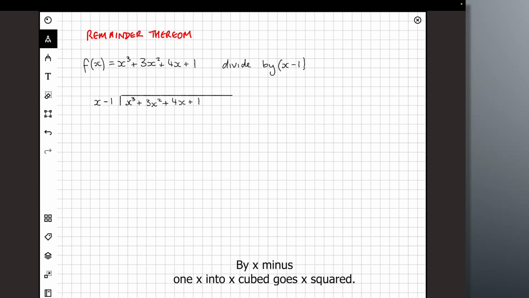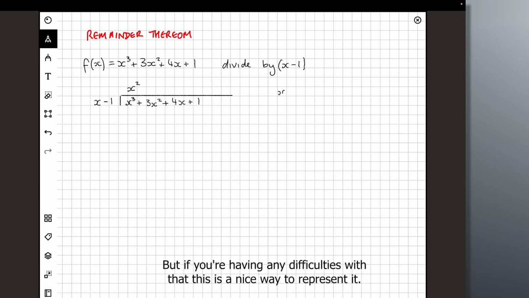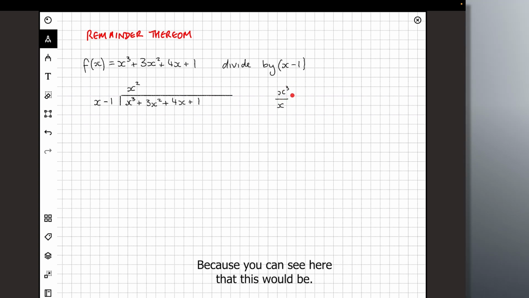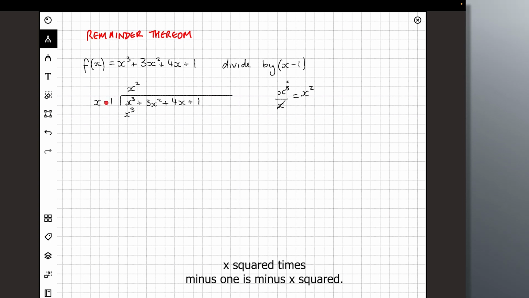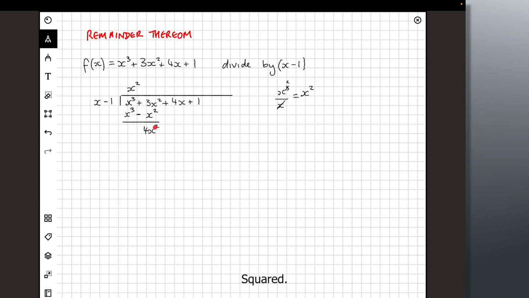X into x cubed goes x squared. If you're having any difficulties with that, this is a nice way to represent it, because you can see here that this would be x squared. So it's x squared. X squared times x is x cubed. X squared times minus 1 is minus x squared. If I take that away, of course I'm going to get 0 here. Plus 3x squared minus x squared, which gives me 4x squared.